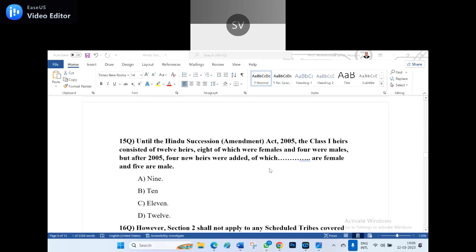15th question. Until the Hindu Succession Amendment Act 2005, the class 1 heirs consisted of 12 heirs, 8 of which were females and 4 were males. But after the 2005 amendment, 4 new heirs were added, of which dash are female and 5 are male. How many are female? A. 9, B. 10, C. 11, D. 12.